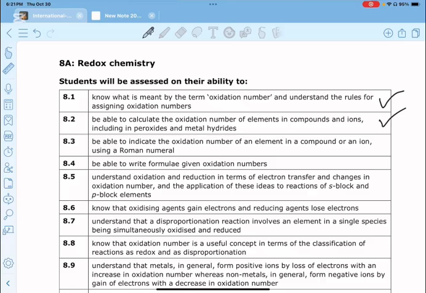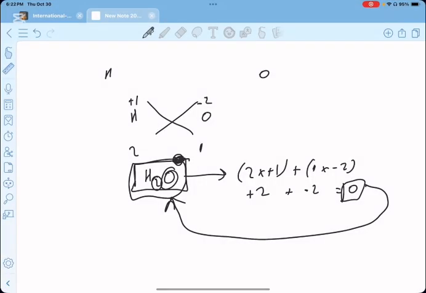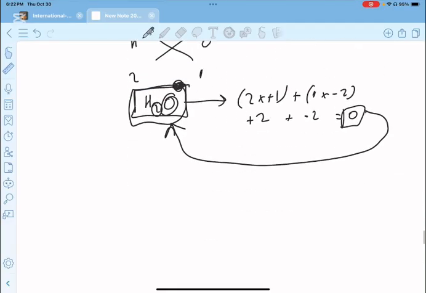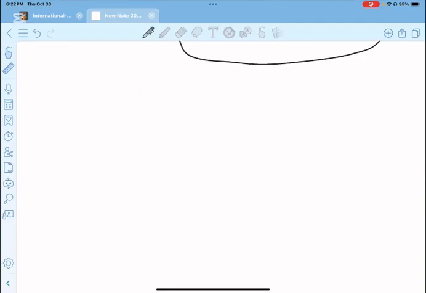Yes, so the next one, be able to indicate the oxidation number of an element in a compound or an ion using Roman numerals. Okay, what this basically means, so long ago, the Romans decided to create a system. They will never ask you any of that stuff, so let's just go right into it, okay? Roman numerals can be used to give oxidation numbers. If you have a varied oxidation state, okay?